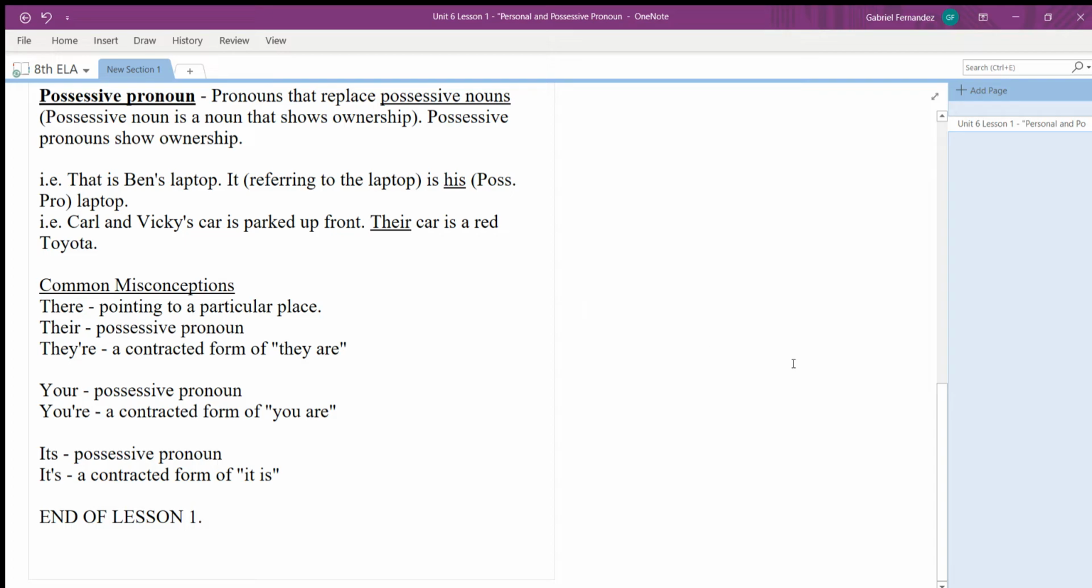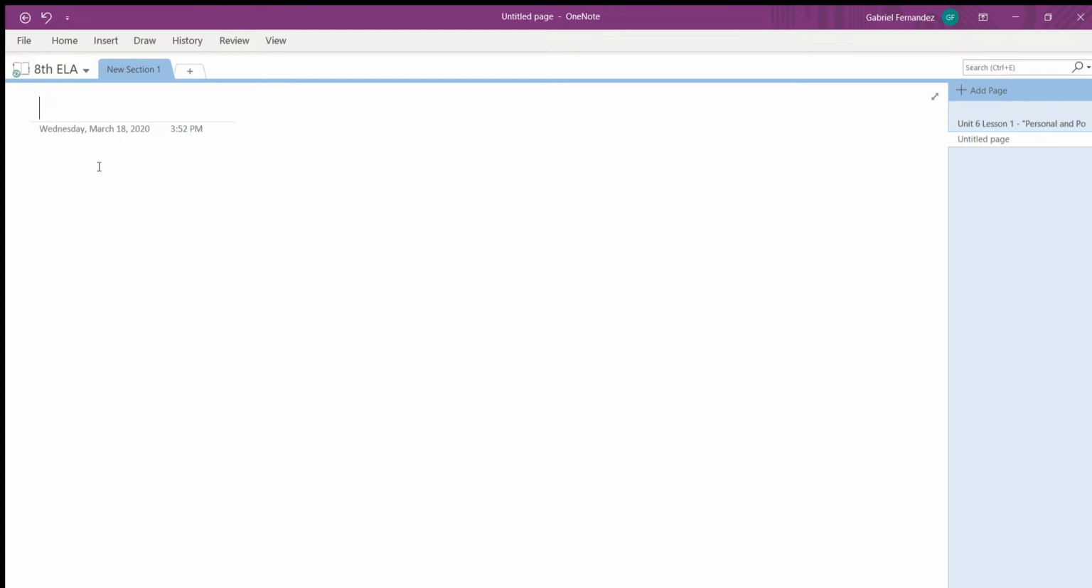So let's go ahead and jump into lesson 2. There we go. Okay, so lesson 2 is titled Pronoun Antecedents. Okay. Oh, that sounds like a challenging word. It's actually not. All right.